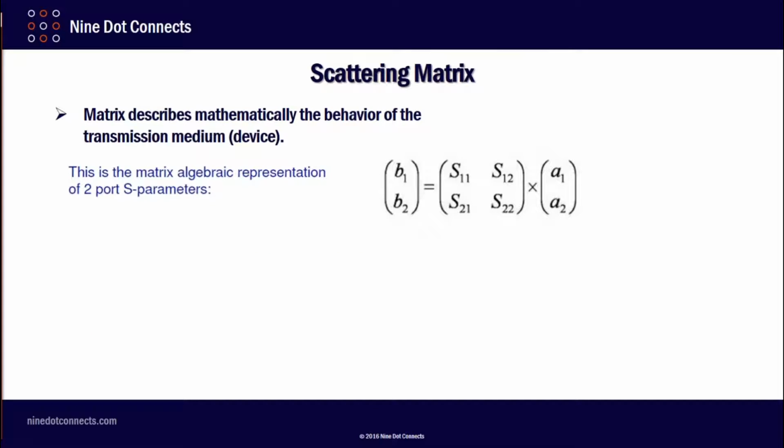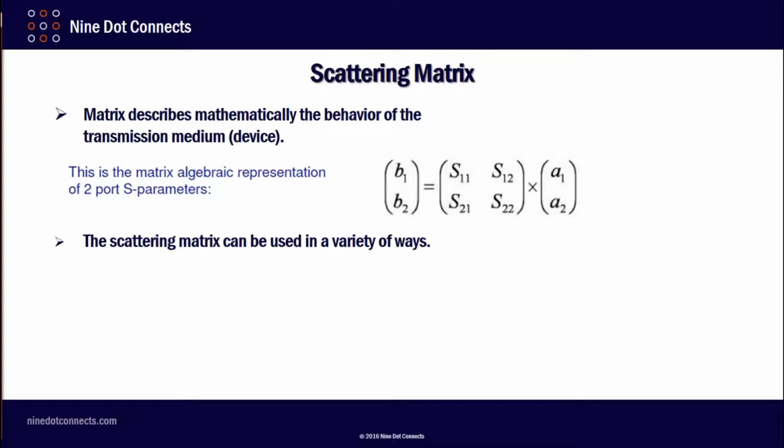The matrix describes mathematically the behavior of the transmission medium or that device. This is a matrix algebraic representation of a 2-port S parameter. So if I want to find B1, or B2, you find it in terms of A1 and A2 and how they relate to this matrix.